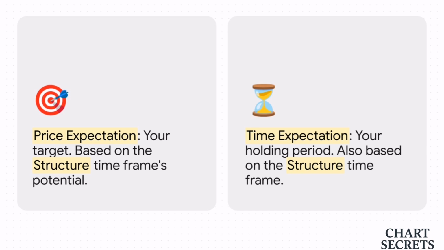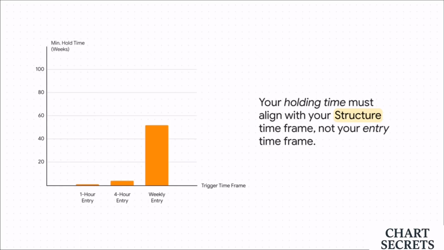Both your profit target and your time horizon, your patience, have to be based on that big picture structure time frame. And just how long are we talking? Well, it can be pretty surprising. Let's say your main analysis, your structure, is on the daily chart. That means your entry trigger is on the 1 hour. You have to be prepared to hold that trade for at least a week. A week! And what if your structure is the weekly chart? Well, now our holding time is measured in months. This requires a huge shift in how you think. You need serious, serious patience.